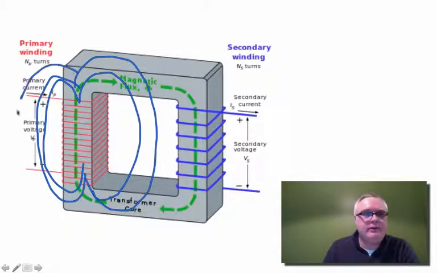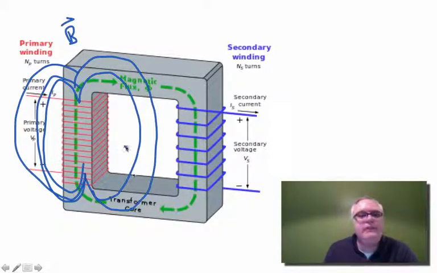Okay, so here is our magnetic field, and it's constantly changing direction. Now, as that magnetic field is expanding and collapsing, it's passing over this secondary coil. And we know from Faraday's experiments that when we have a changing magnetic flux over a coil of wire, we can induce a current.